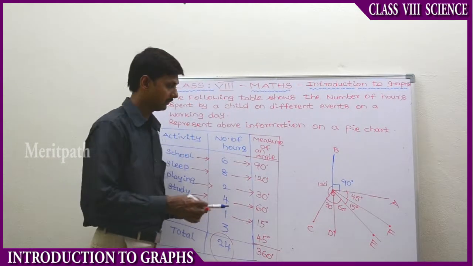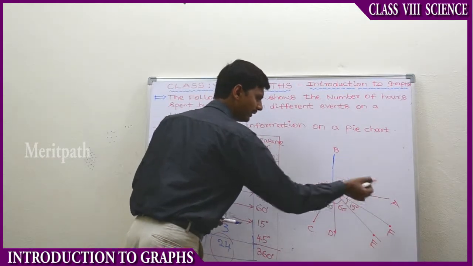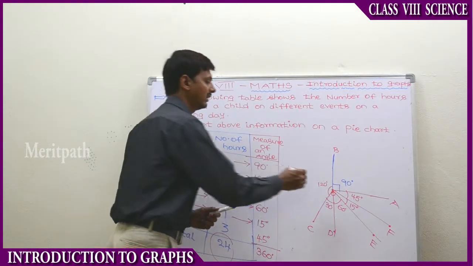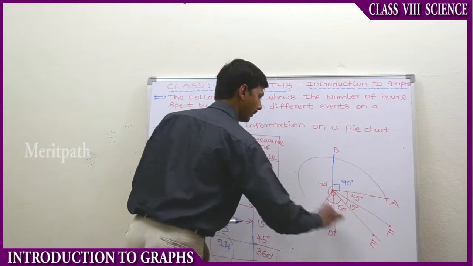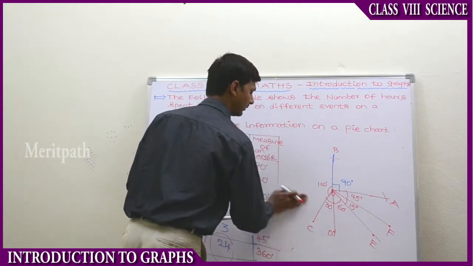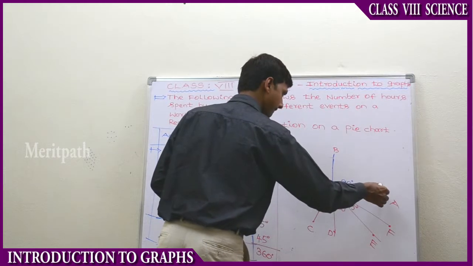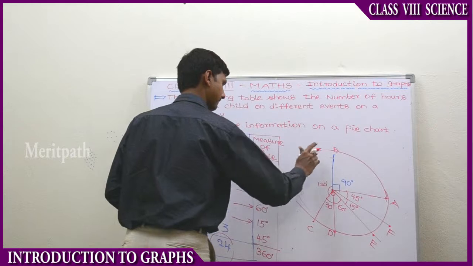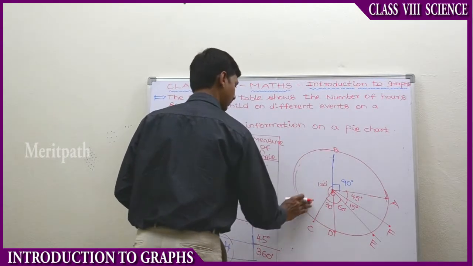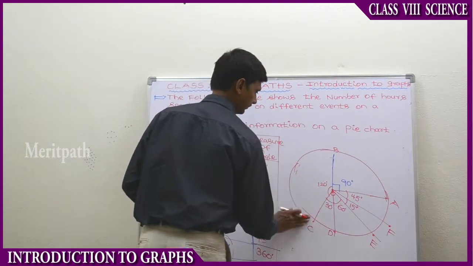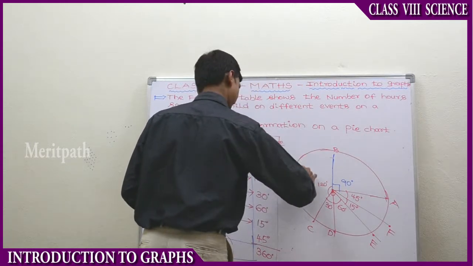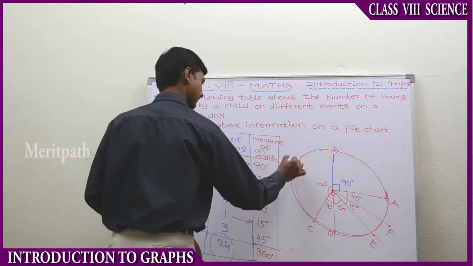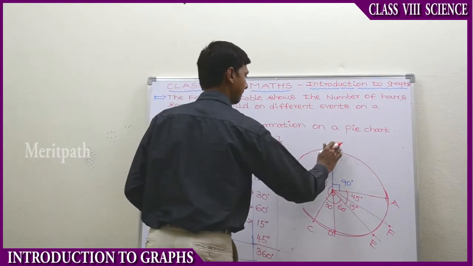We'll draw a circle with O as the center. The radius we can take as per our convenience. We need to use the compass to draw the circle. This is B.